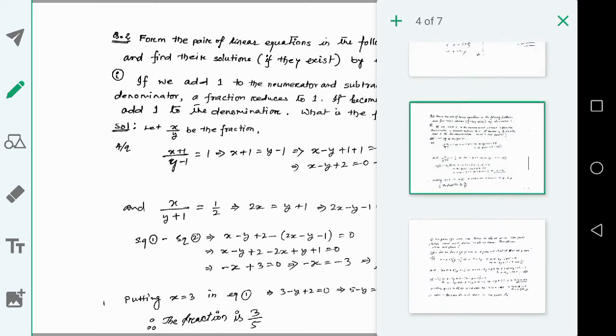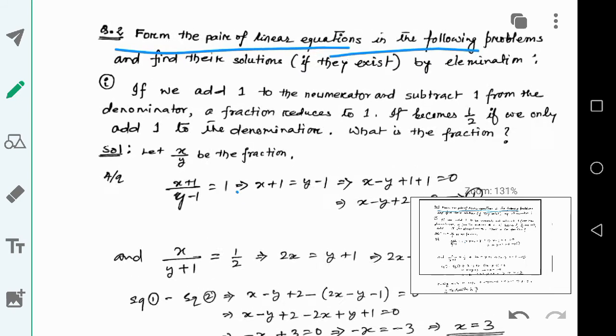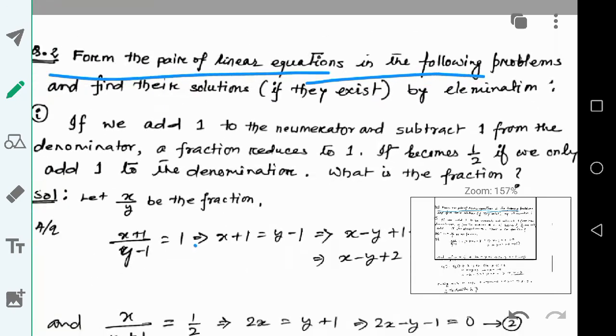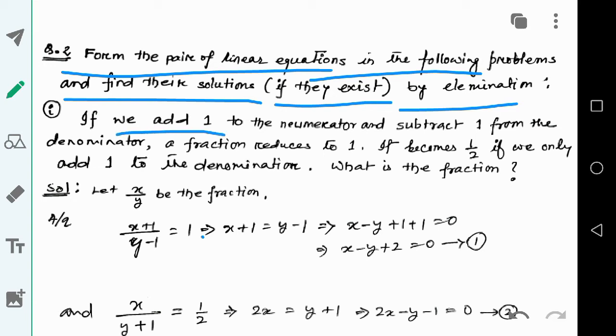So now here you see, form the pair of linear equations in the following problems and find their solutions if they exist by the elimination method. First we need to form the equations from the given situation. What is the first situation given in number 1? If we add 1 to the numerator and subtract 1 from the denominator, a fraction reduces to 1.